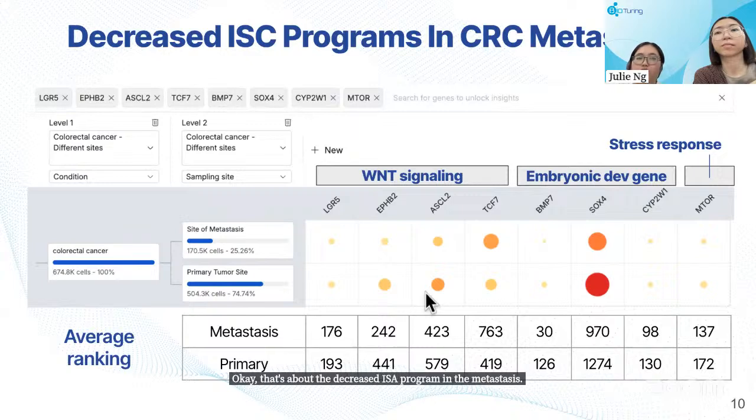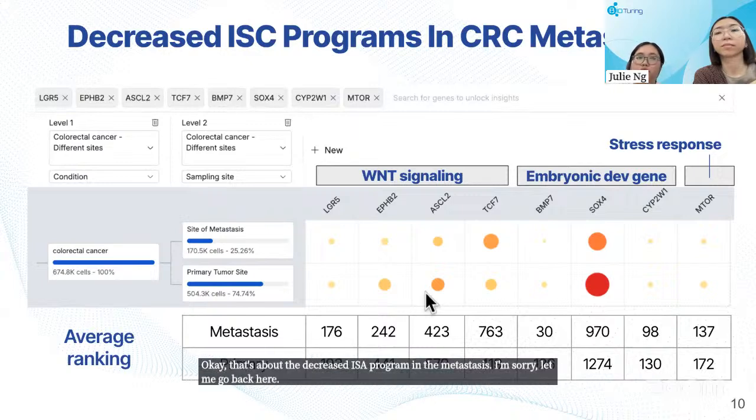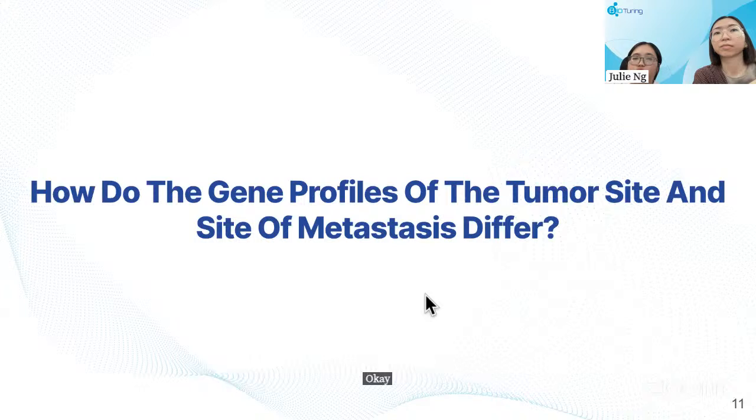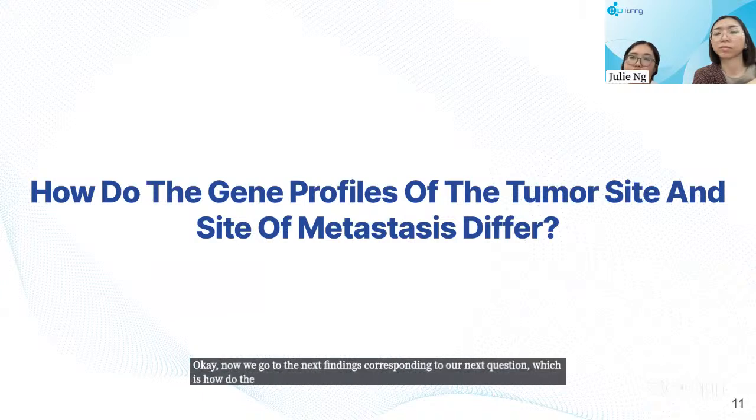Okay, I'm sorry, let me go back here. Okay, now we go to the next findings, corresponding to our next question, which is how do the gene profiles of the tumor site and site of metastasis differ?